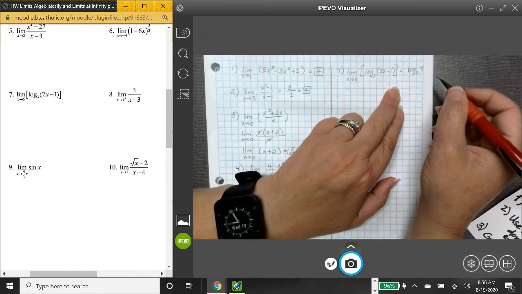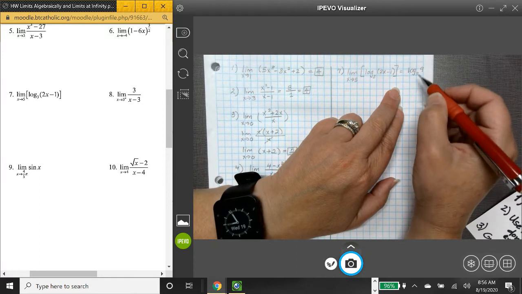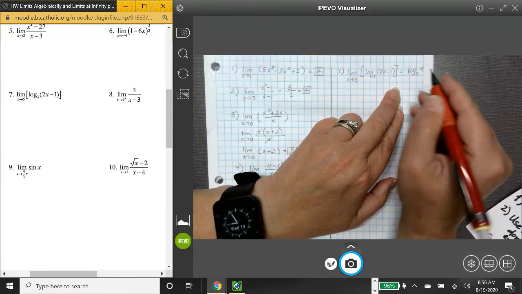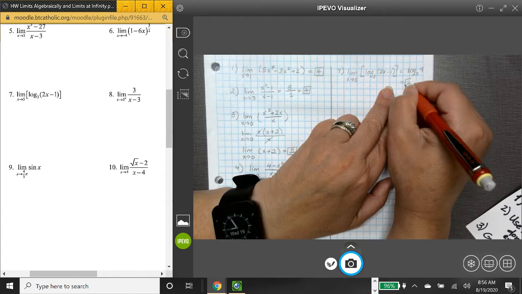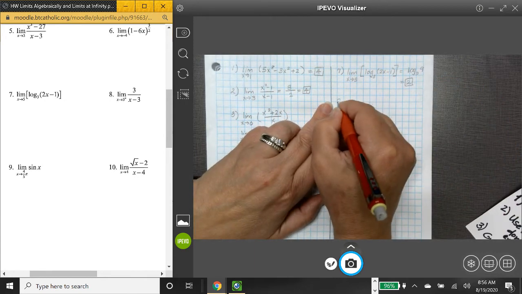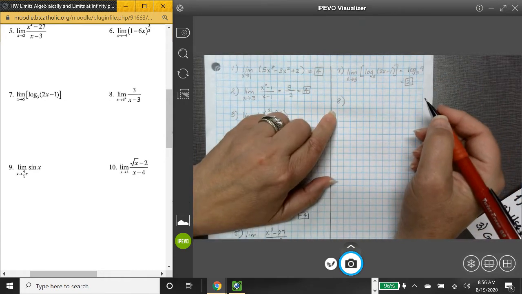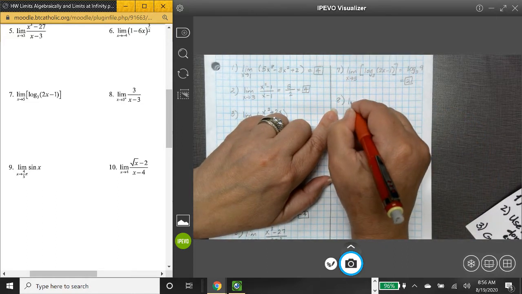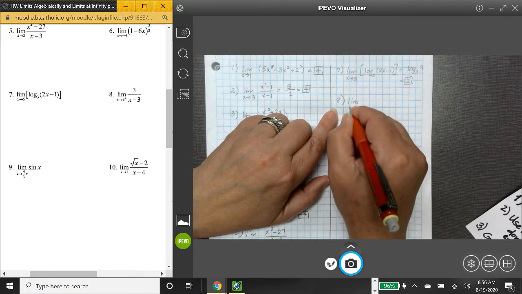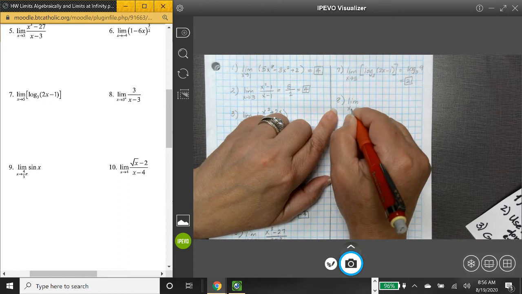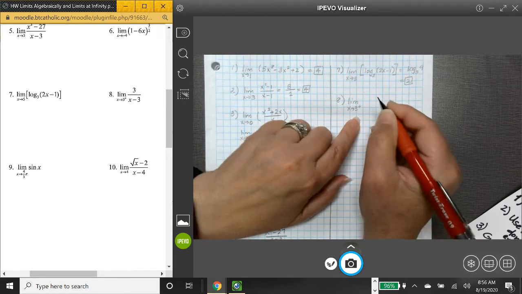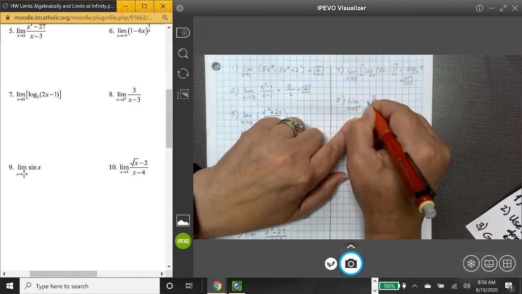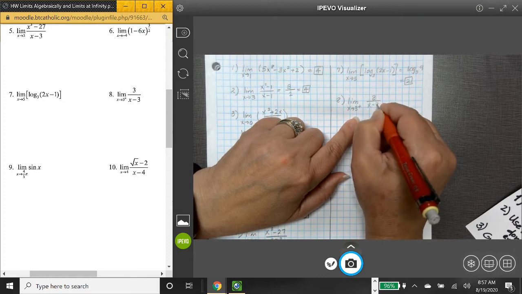And this is a log. So what happens is this is an exponent. What exponent do I raise 3 to get 9? Well, you get 2. The answer to that one is 2. All right. Number 8, the limit, as we were spoiled. We got 2 in a row that were substitution. Woohoo! So 3 over x minus 3.